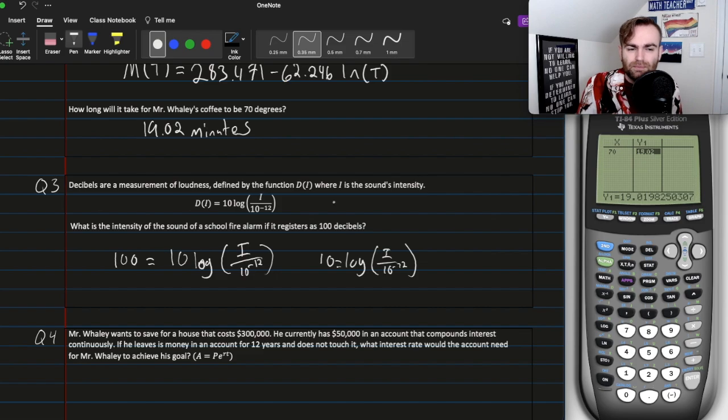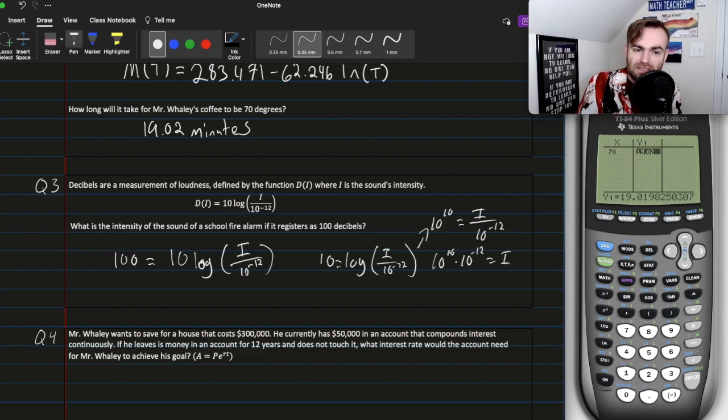One, I think it challenges me a little bit more. So I'm going to raise both sides to the power of 10, or 10 to the power of both sides, if you will. So I get 10 to the 10 is equal to I over 10 to the negative 12. So I'm going to multiply both sides by 10 to the negative 12. So I have 10 to the 10 times 10 to the negative 12 equals I.